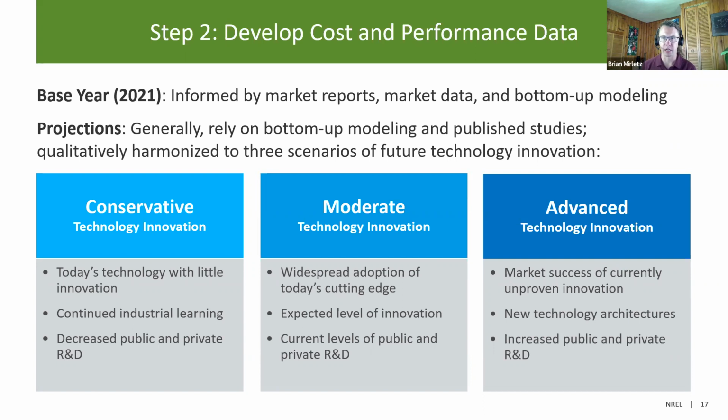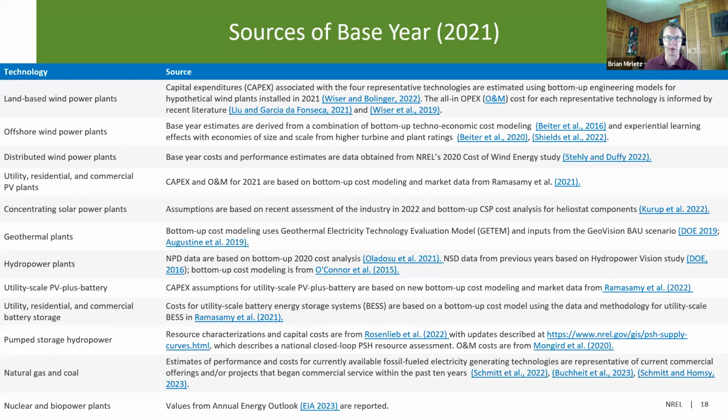And the advanced technology scenario assumes market success of currently unproven innovation, new technology architectures coming into the market, and increased public and private R&D relative to current levels. This summarizes the source of base year costs. These are typically market reports put out by NREL or other national labs, which summarize the data for that base year. And we have to go 2 years into the past for the base year in order to get time for these reports to be peer reviewed and published.